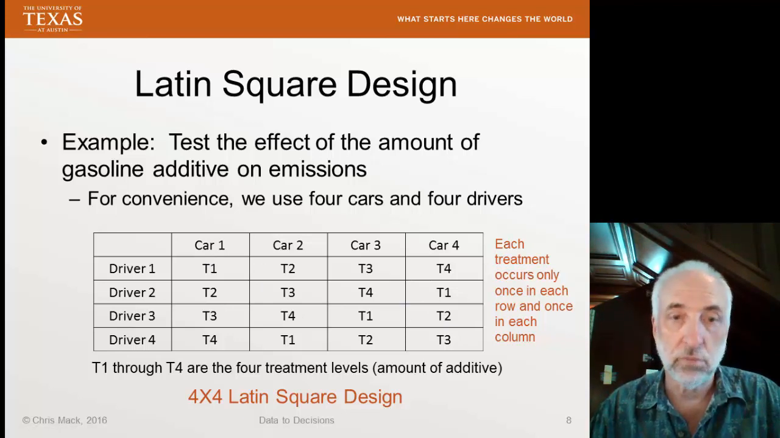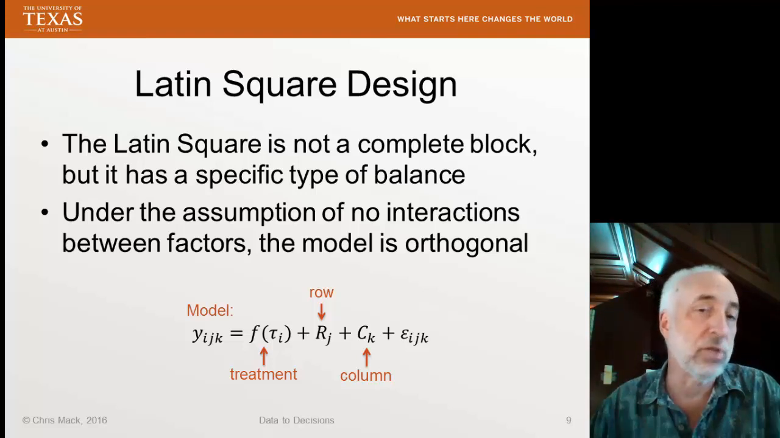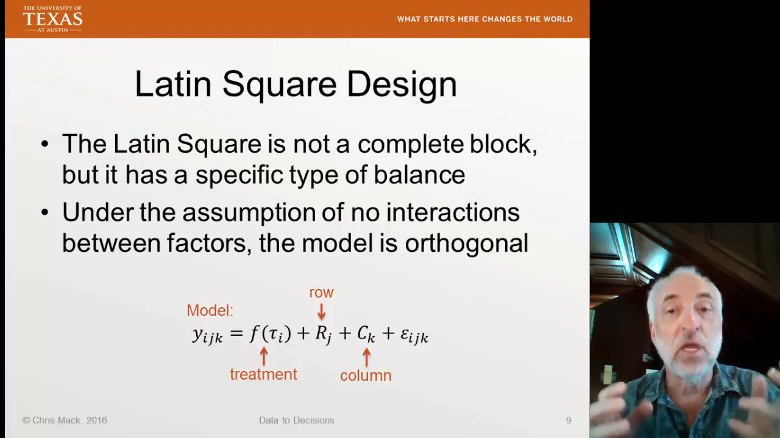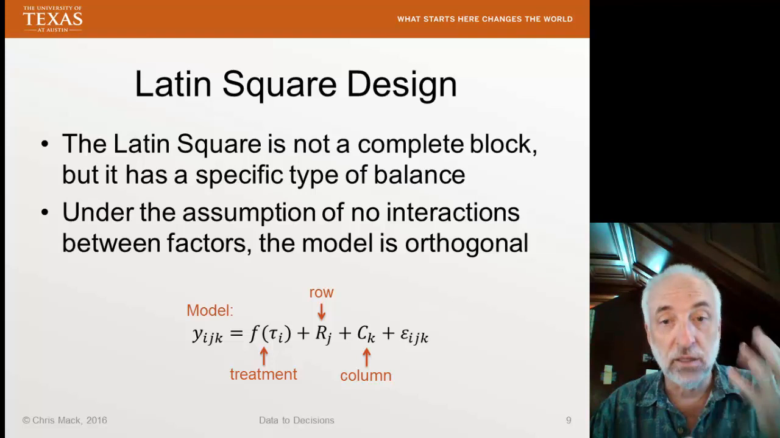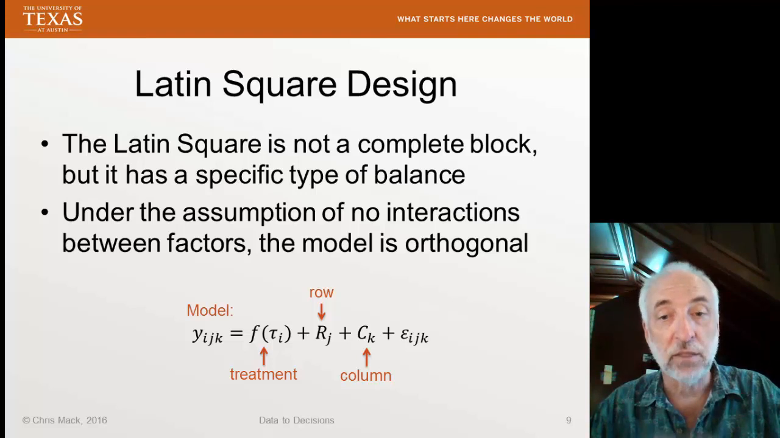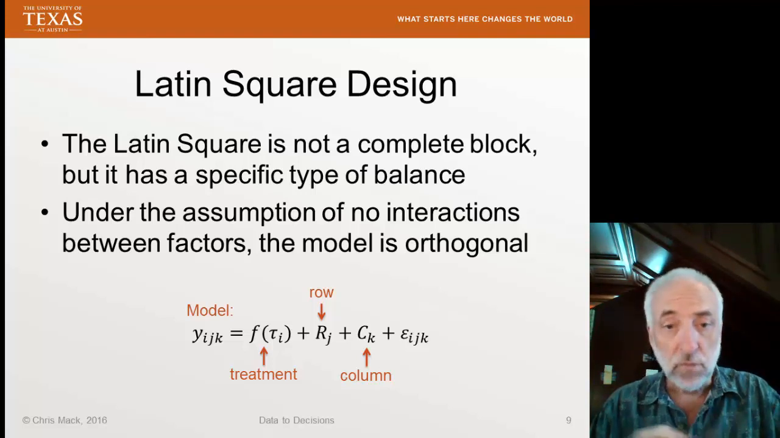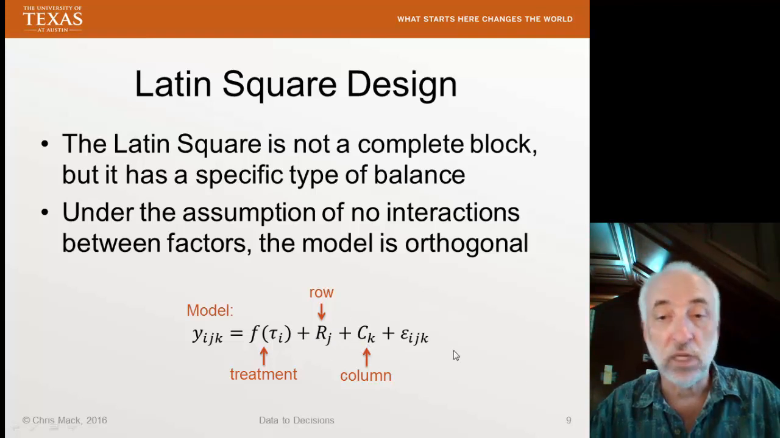Now, this is not a complete block, because every combination, cars and drivers and treatments, are not being applied. But it has a specific type of balance, provides a very, very important property, that is orthogonality. That is, the driver effects and the car effects, the row effect and the column effect, these nuisance variables, are orthogonal to each other and to the treatment, as long as there's no interactions going on. That allows me to model it with 2 nuisance variables, and not have to worry about any interactions between them because they're orthogonal.